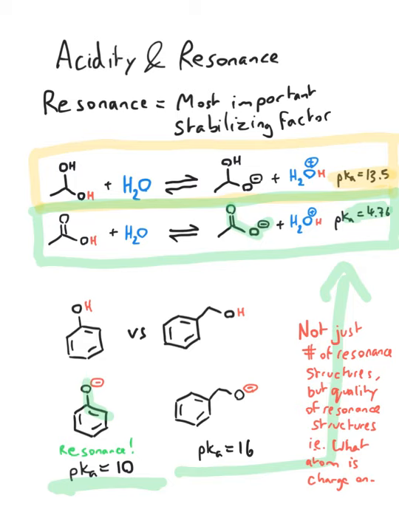For example, if you are able to resonate to an atom that is more electronegative and likes to be negative, it is going to be much more stable. Hence, the one with the oxygen is more stable than the one with lots of resonance structures onto carbon, which doesn't really like to be negative.